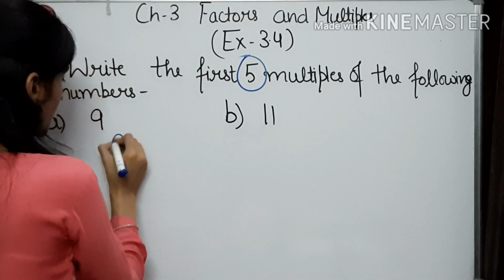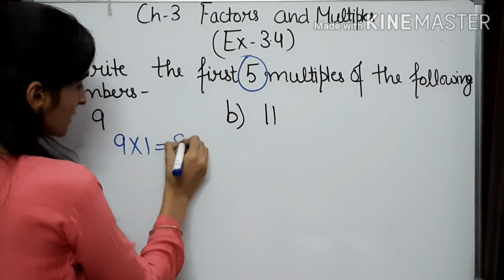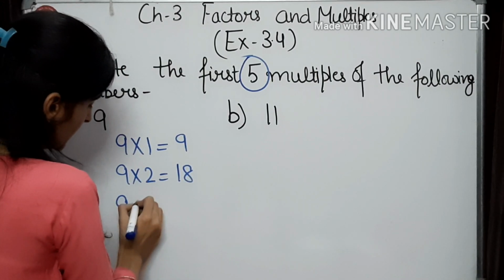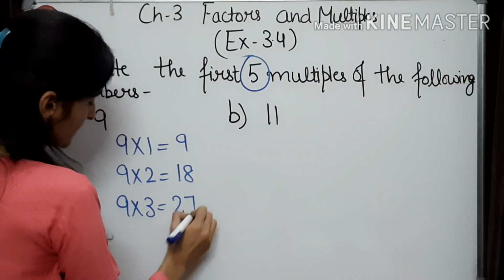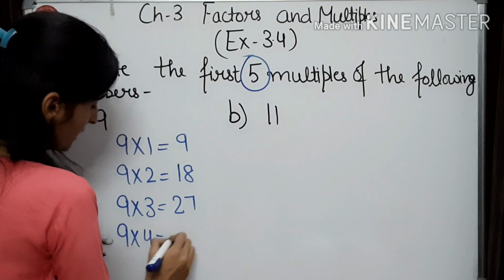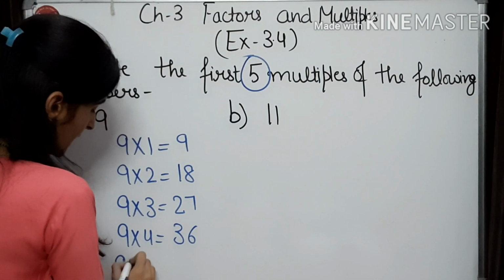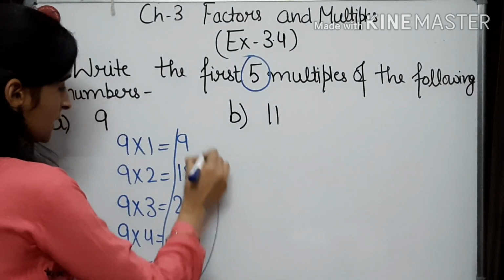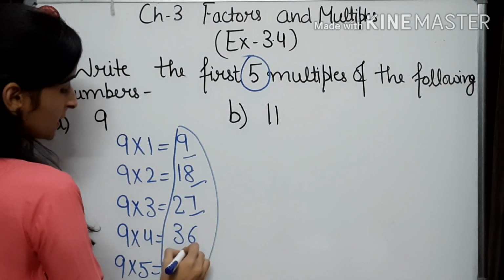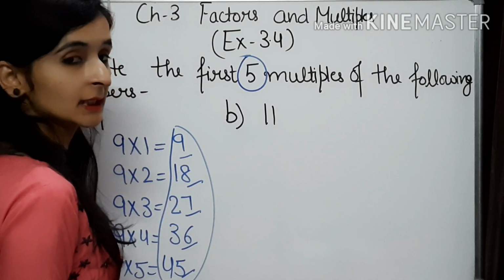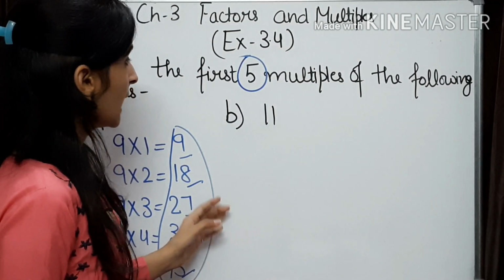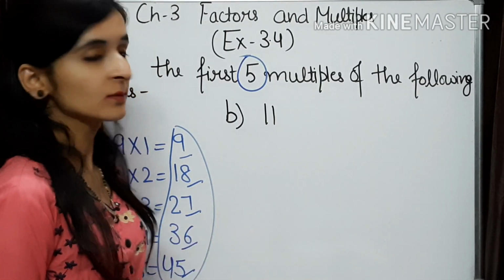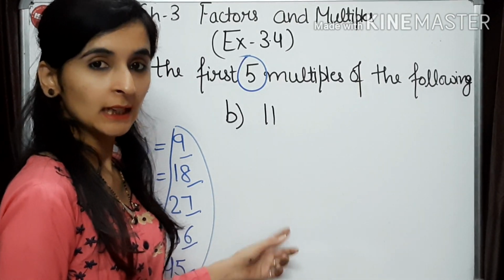So 9 multiplied by 1 is 9. 9 2s are 18. 9 3s are 27. 9 4s are 36. And 9 5s are 45. So 9, 18, 27, 36 and 45. These are the multiples of 9 and these are the first 5 multiples of 9. Okay. Likewise, we can find the first 5 multiples of 11 also.